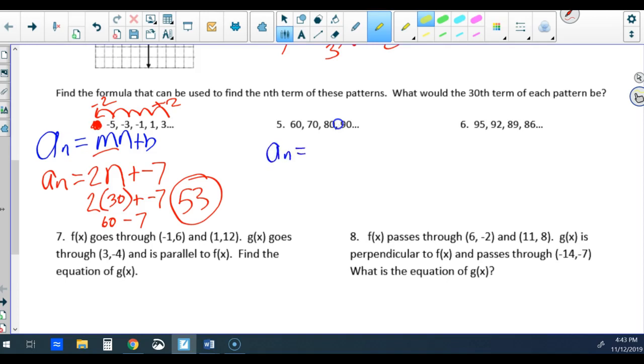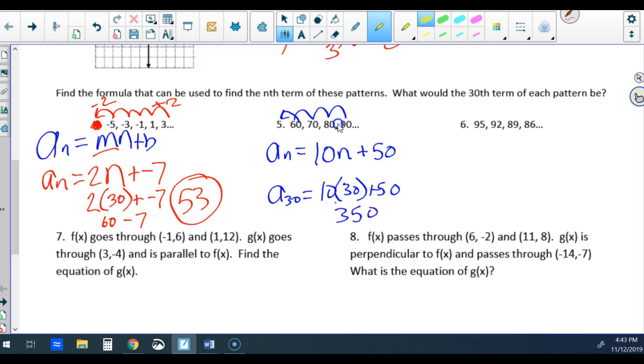A sub n equals, looks like we are counting by tens. 10n plus previous term would be 50. To find the 30th term, a sub 30, we would do 10 times 30 plus 50. That is going to be 300 plus 50, 350.